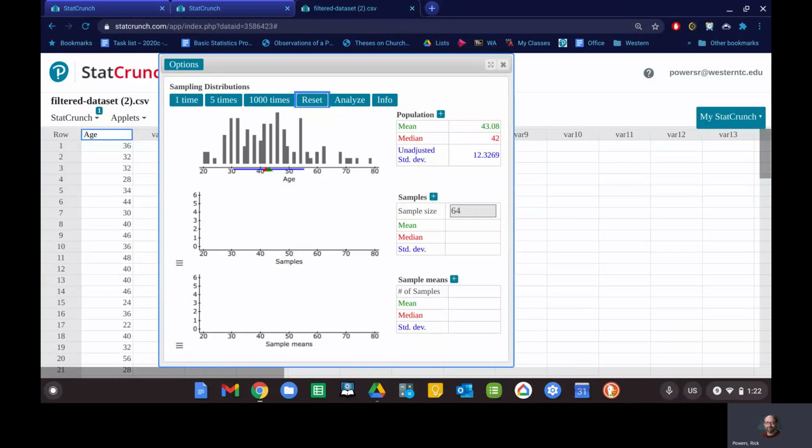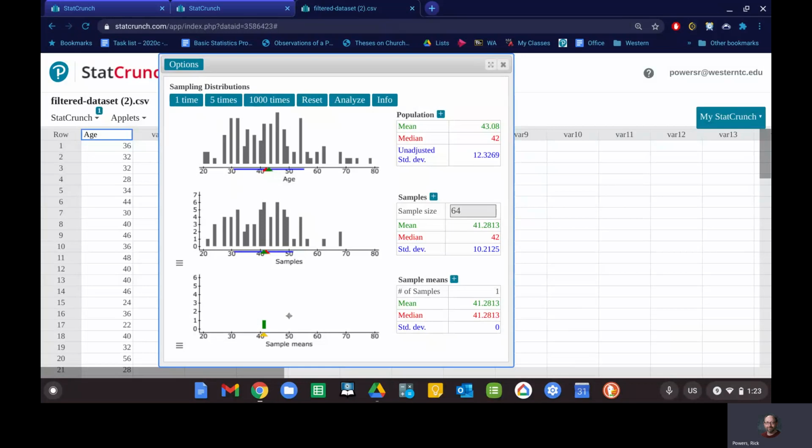What happens if I take a sample of this? As you can see here, I'm able to choose my sample size, and my sample size for this is going to be 64. I'm going to see what happens when I take a sample and then find the mean of that sample. So I do a one-time sample. And here's my sample of 64, which was taken out of these 100. And I come up with a mean of 41.3.